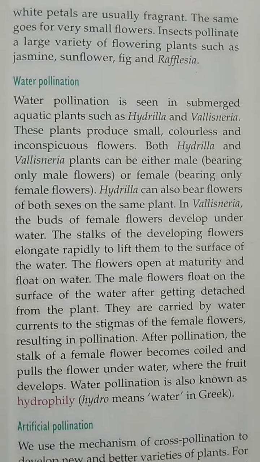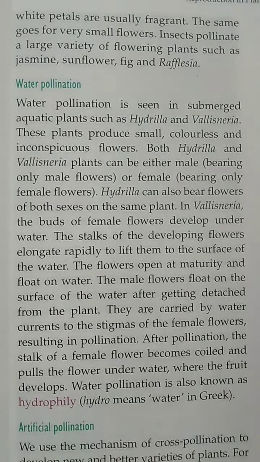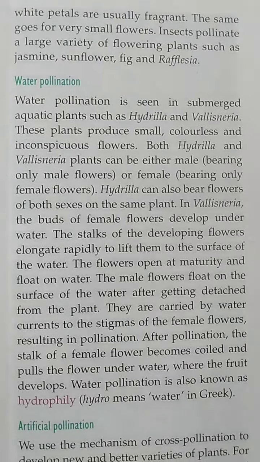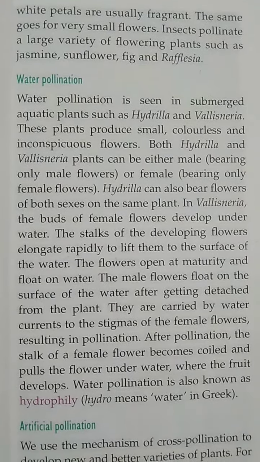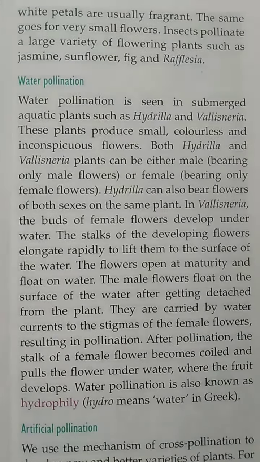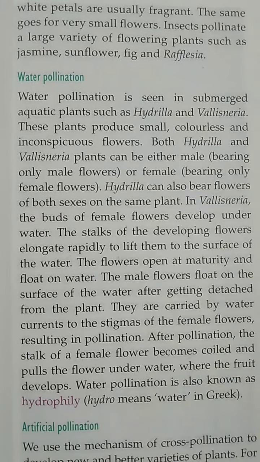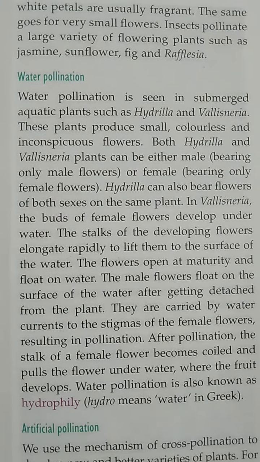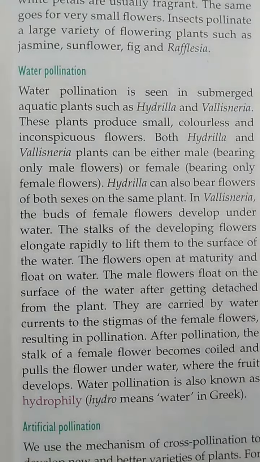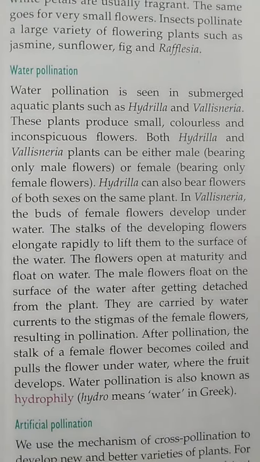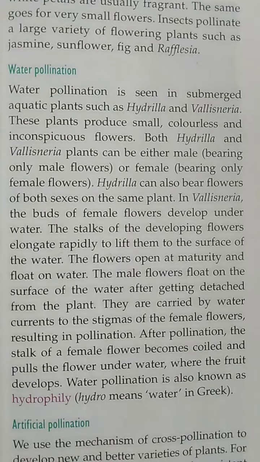Both Hydrilla and Vallisneria plants can be either male or female, means these plants bear either only male flowers or only female flowers. But Hydrilla can also bear flowers with both the reproductive parts. Now in Vallisneria, the buds of female flowers develop under the water, and when the stalks of these developing flowers elongate, these flowers slowly come out of the water.